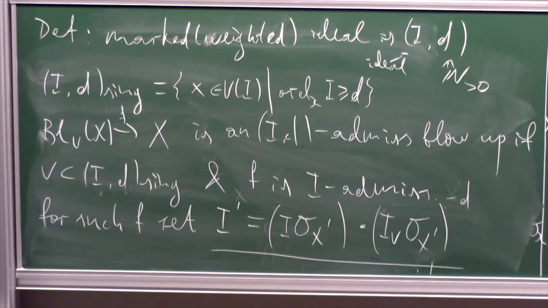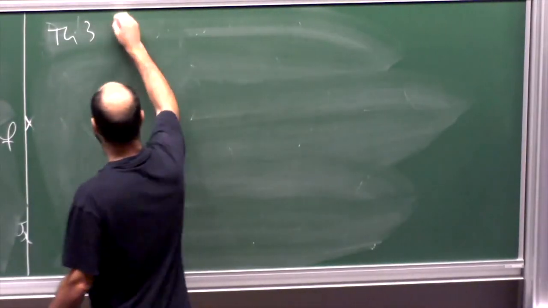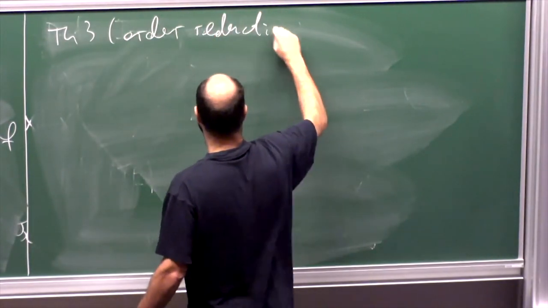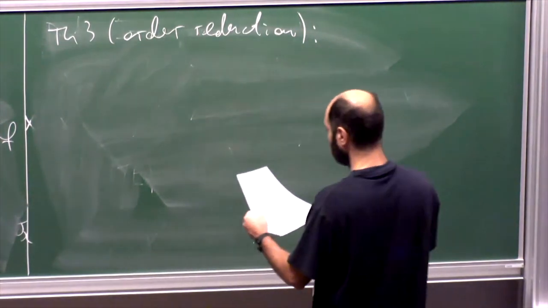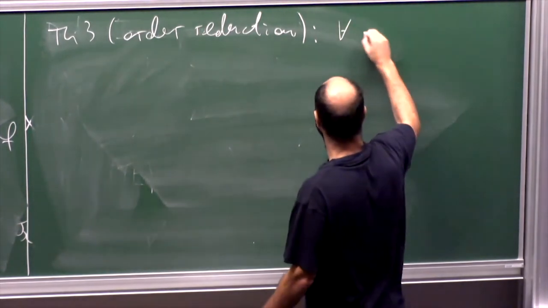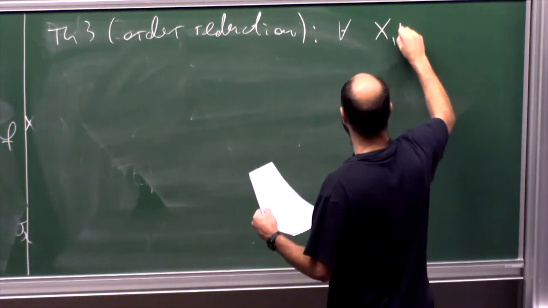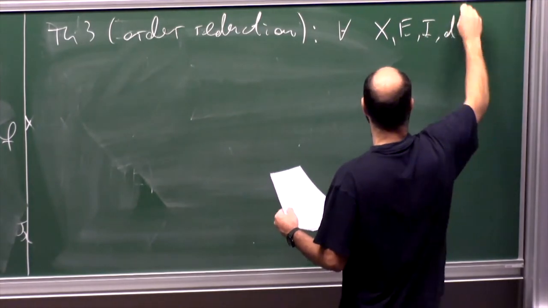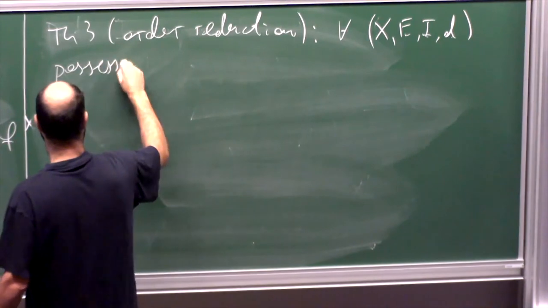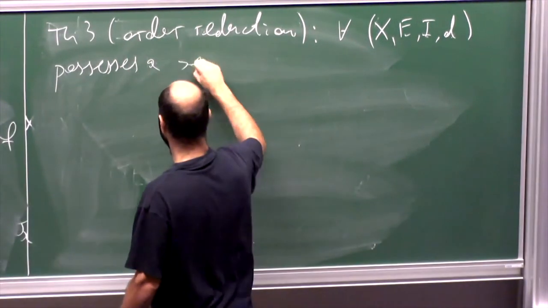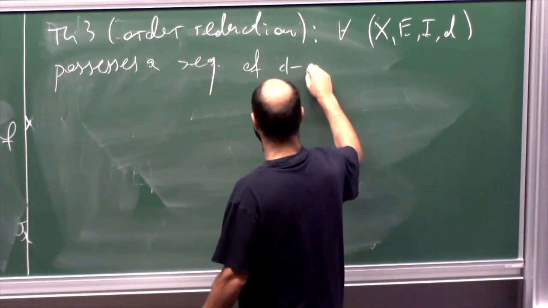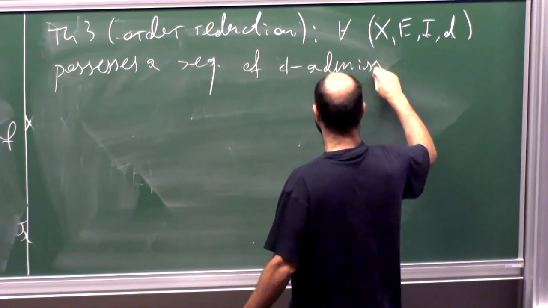And then Theorem 3, it's called order reduction of marked ideals, and it says the following. It says that any marked ideal (X, E, I, D) possesses a sequence of D-admissible blow ups.